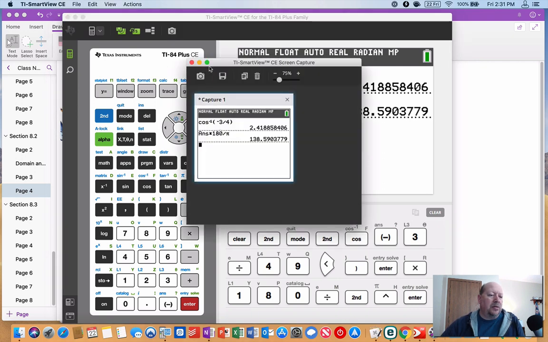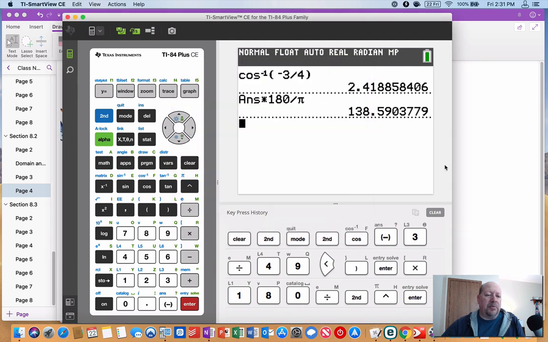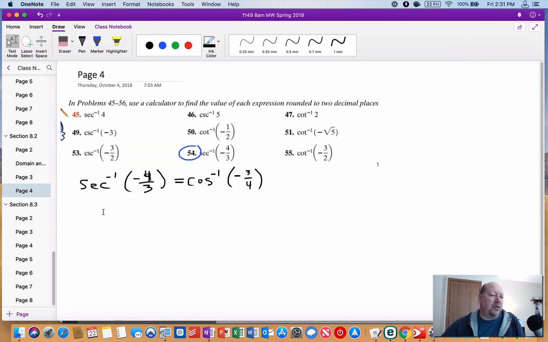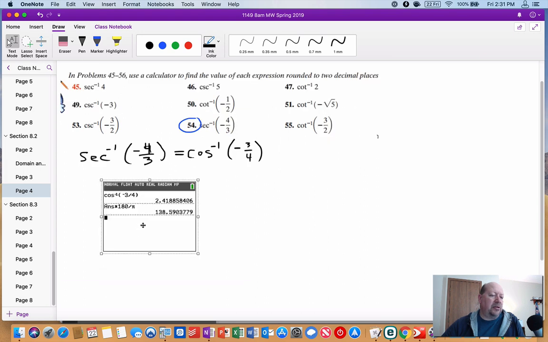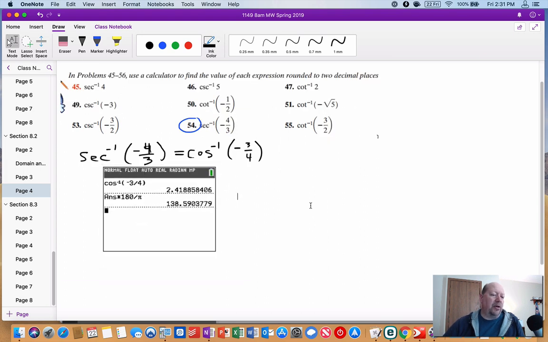So you know, the calculator problems, you just have to remember that you're going to have to use the reciprocal inverses to get these. Right, so if we're going to round this to 2 decimal places like they set up here, then in radians, this would be 2.42 radians. And then down here, this would be 138.59 degrees. Okay.